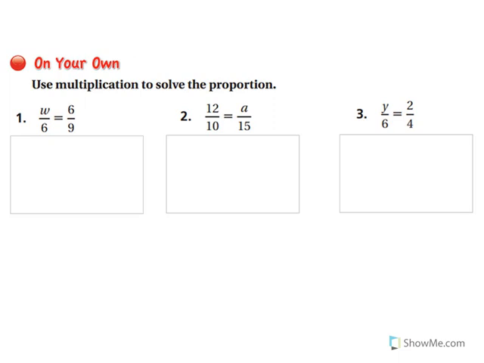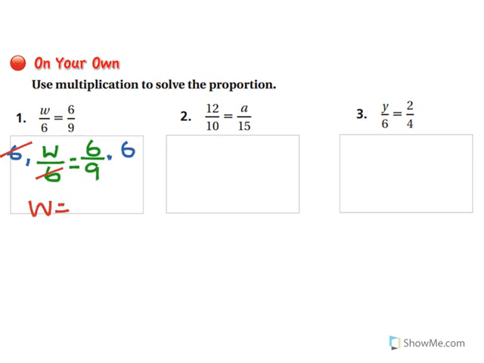Let's take a look. As I mentioned before, whatever number is below the variable, the denominator of the variable, you're going to multiply by that. So we have w over 6 equals 6 over 9. And so we're going to multiply both sides by 6. And the 6's cancel out, leaving us with w.